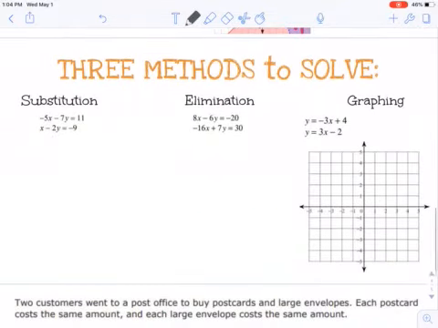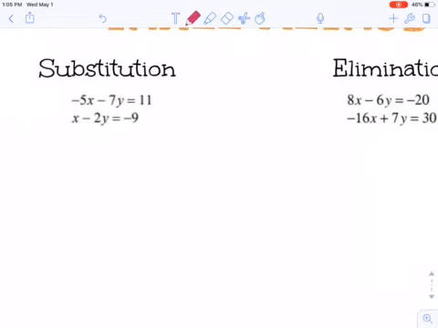So we learned 3 different methods to solve a system. We learned substitution, elimination, and graphing. So I'm going to demonstrate those 3 here really quickly. But remember that on your STAR test, you can use a calculator, and graphing is just going to be your easy way to go if it's easy to graph. Okay. So substitution is where you plug one equation into the other.